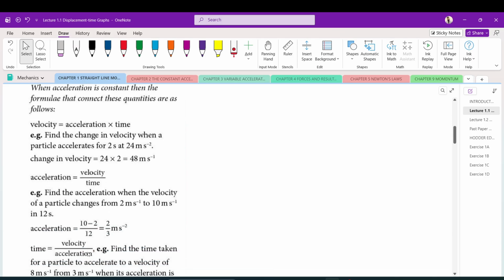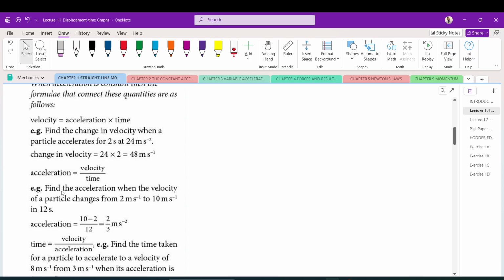All right, so for example, it says find the acceleration when the velocity of a particle changes from 2 meters per second to 10 meters per second in 12 seconds. Okay, so here you have change in velocity, okay, and how much time did it take for that change to take place? That was 12 seconds, okay. So therefore, the acceleration is going to be rate of change of velocity, which is change in velocity divided by time, and that gives you 2 upon 3, which is around 0.67 meters per second square.